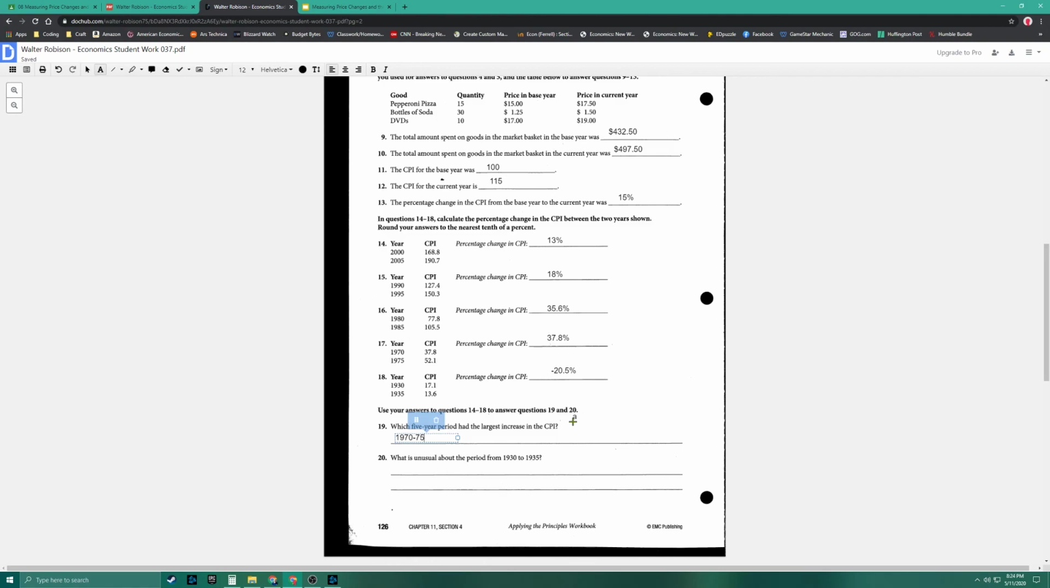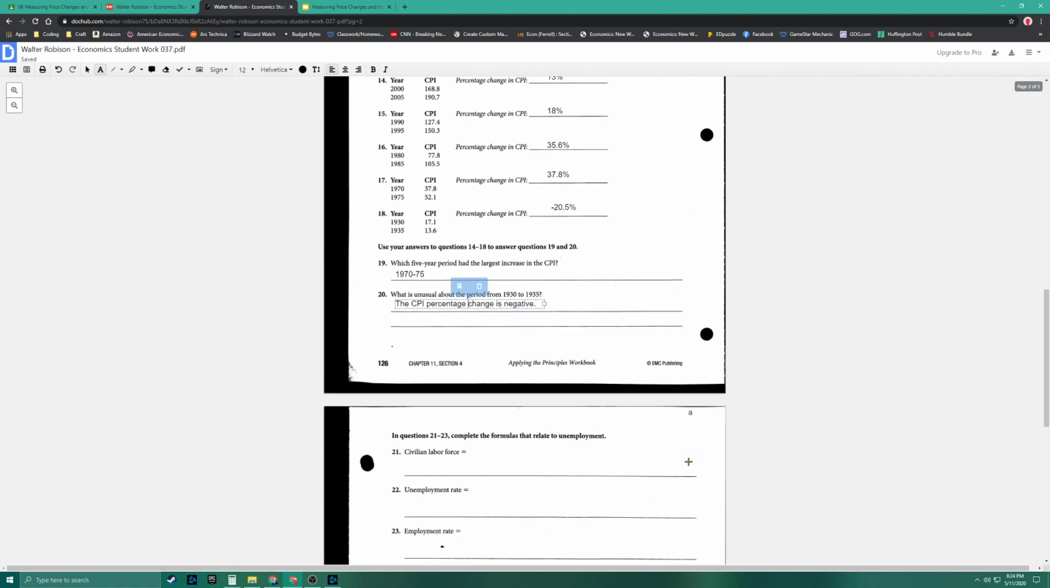Okay. Question 20. What is unusual about the period from 1930 to 1935? So here's 1930 to 1935. Well, look at what's different. What's not the same as all the rest of them? And that is that the CPI percentage change is negative. And you should know from a historical perspective why that is. And that is the Great Depression happens. Okay. So there you go. You don't need to include the Great Depression, I mean, if you do, it's great, but there is a reason for it.